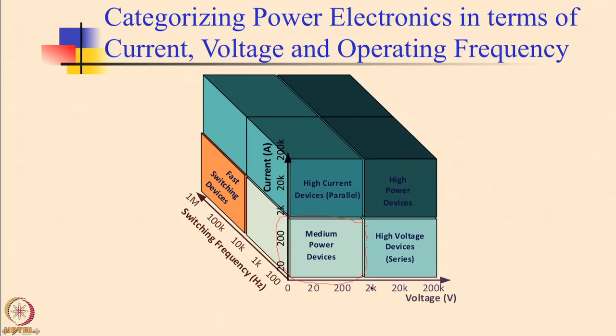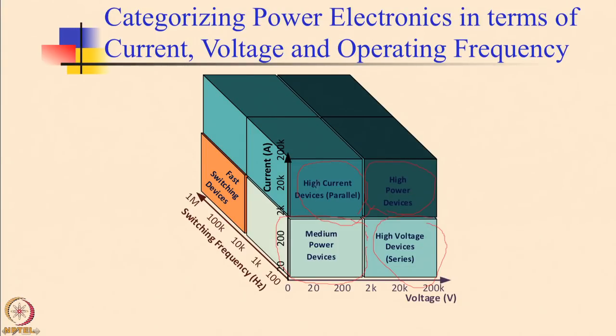But if I just add in series two such basic devices, I go into what is called the high voltage domain, which is shown on this side. It is also not uncommon to parallel the devices to increase their current ratings, in which case I go to the high current domain. And sometimes I want to do both series and parallel combinations of the devices to go to both high current and high voltage, which leads me to what is called the high power domain, which is several megawatts, as you can see from here.